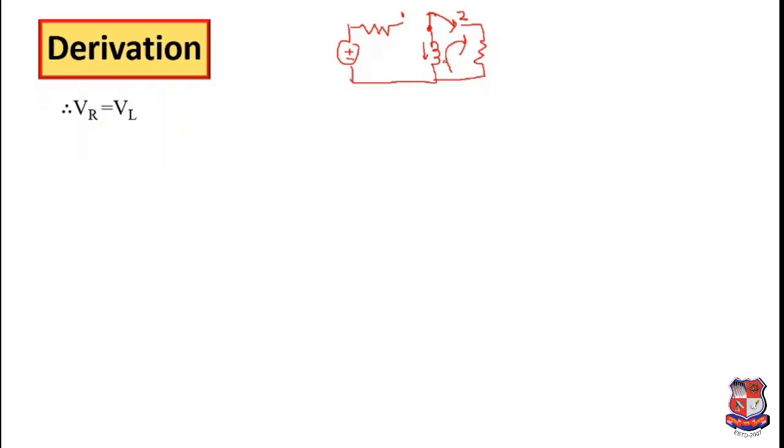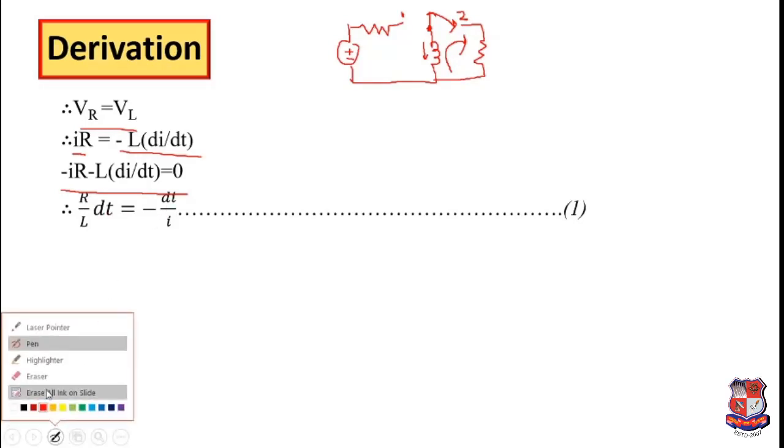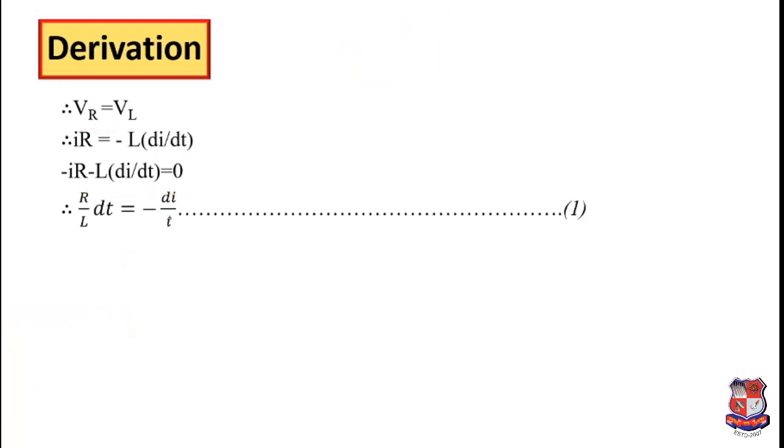Note that the voltage across the resistance will be equal to the voltage across the inductance because they are both connected in parallel. So IR will be equal to minus L di by dt. This minus sign is because the current in the inductor is now flowing in the opposite direction. So now it will be IR plus L di by dt equals 0. From this you can say that R by L into dt will be equal to minus di by I. Call this equation number 1.